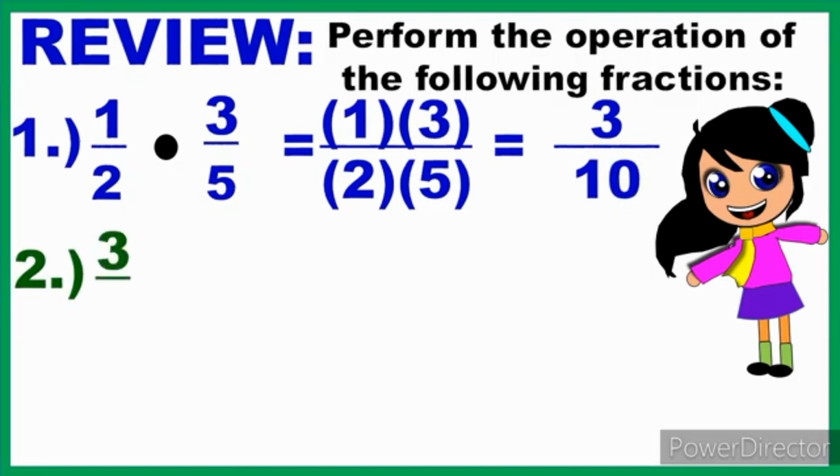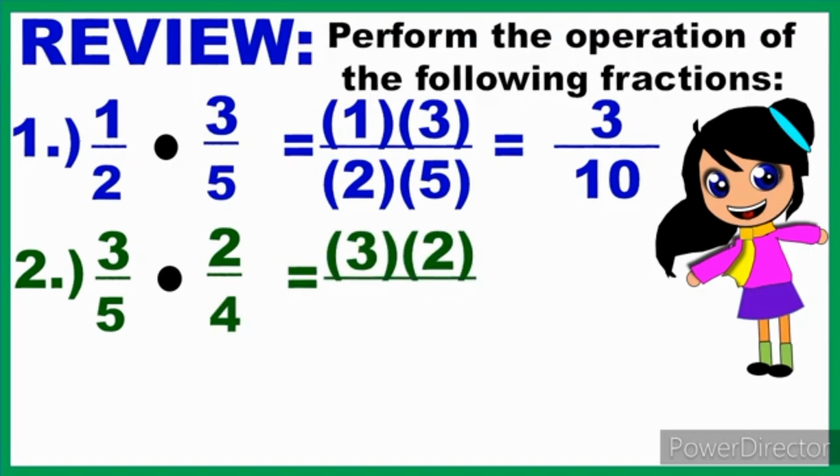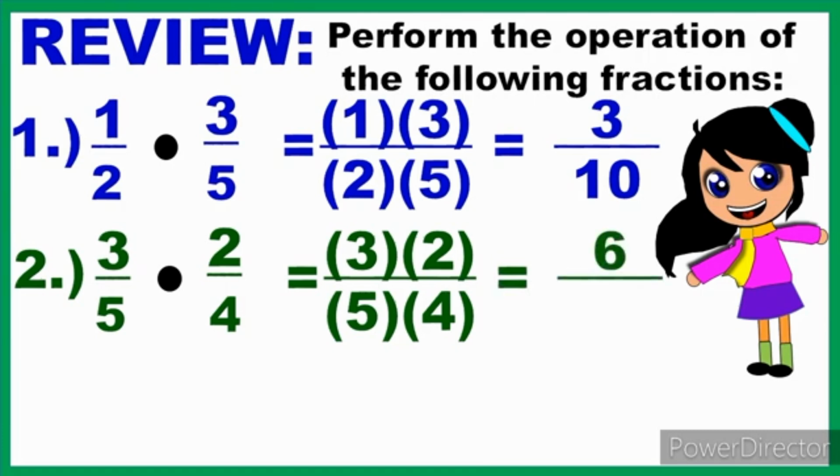Number 2, 3 over 5 times 2 over 4 equals, we multiply their numerator, so we have 3 times 2 and the denominator 5 times 4. Okay, equals 3 times 2 is 6. 5 times 4 is 20. Okay, now we have 6 over 20.